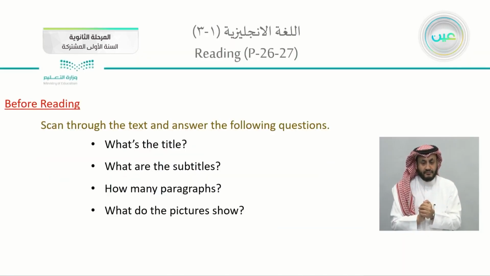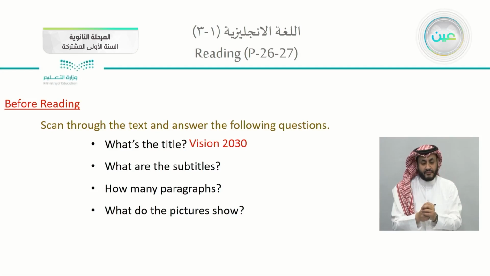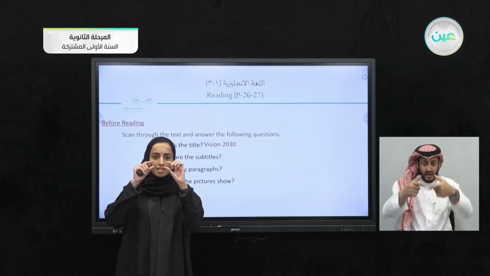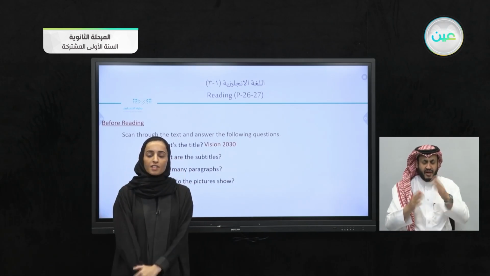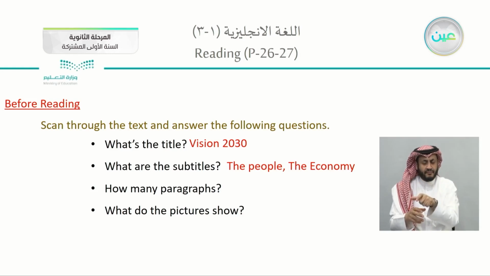Okay, in your books now on page 26 and 27, scan through the text and answer the following questions. What is the title for the text? Usually we'll find it on the first page in a big font, bigger, and it will be in bold. It's actually Vision 2030. And what are the subtitles? They will be smaller than the title, however larger than any other text. So they are about the people and the economy. So we're not speaking about the whole thing, it's only about the people and the economy.